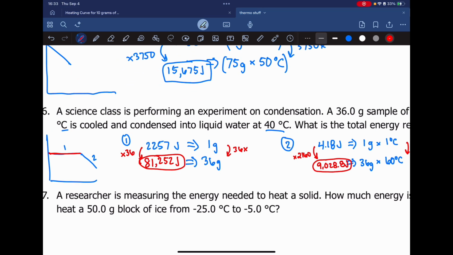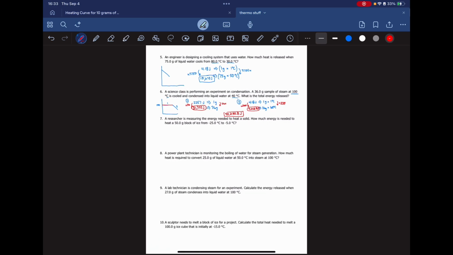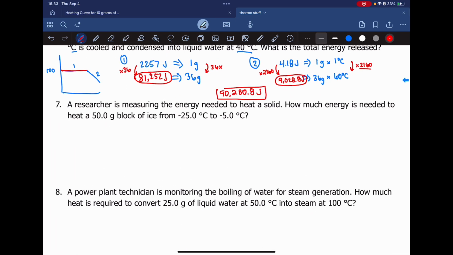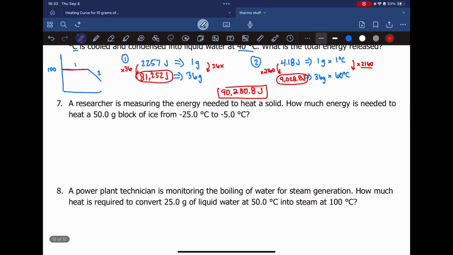Now we just got to add those numbers together. I got 90,280.8 joules. Very good. Okay, we're over halfway done. A researcher is measuring the energy needed to heat a solid. How much energy is needed to heat a 50-gram block of ice from negative 25°C to 5°C?